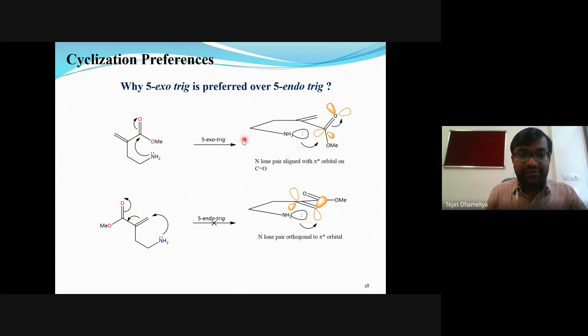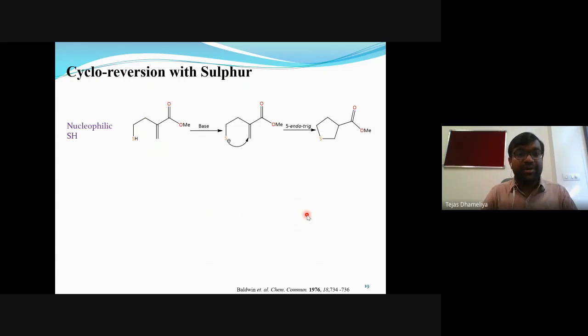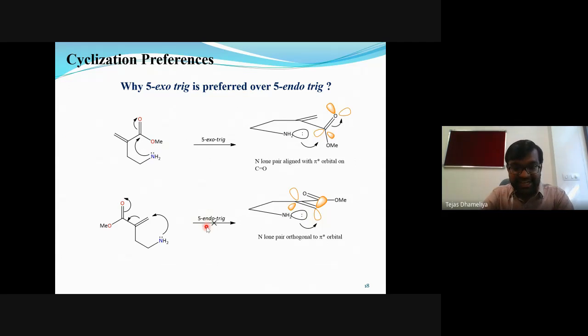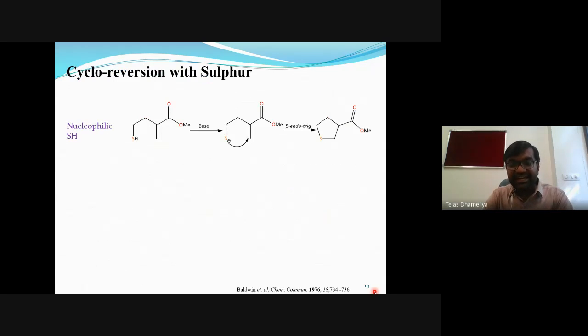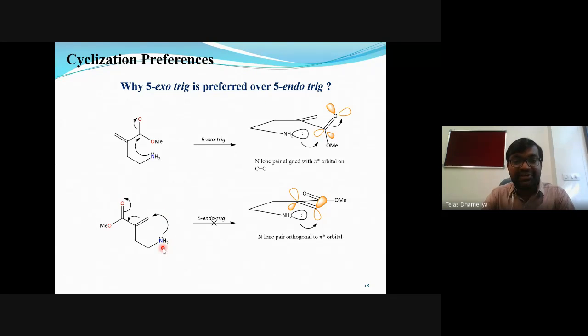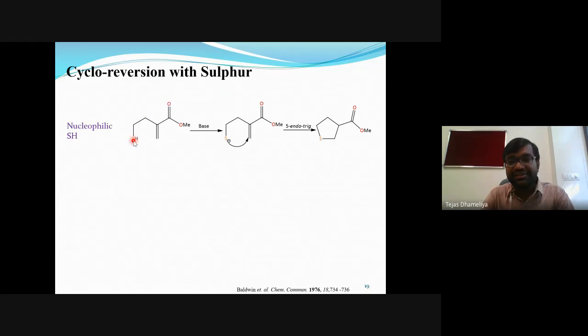A question may be: why is 5 exotrig favorable and 5 endotrig not favorable? Because of orbital overlap. If we have 5 exotrig, then this interaction is favorable. If we have 5 endotrig, then this interaction is not favorable. But sir, on slide number 18 you say 5 endotrig is not favorable, but on slide number 19 you say this is favorable. Why? Because the previous example was with nitrogen. This is an example with sulfur.